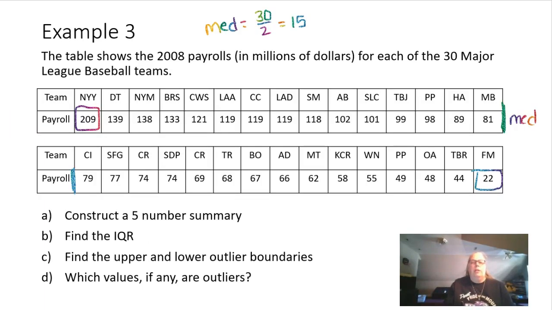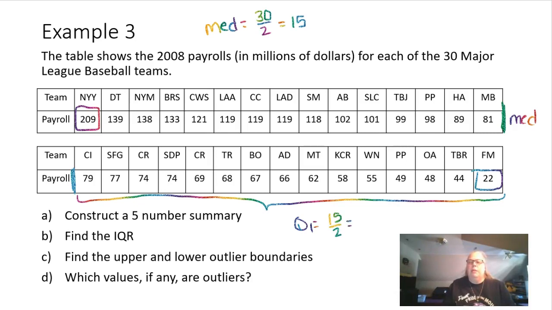All right, Q1 is going to come from the lower part of the data set right here. So Q1 is going to be 15 divided by 2, because we want to find the one exactly in the middle. This is going to give me 7.5, and we're going to round that up to 8. So whichever one of these salaries is in the 8th position is the one that's going to be the median for my Q1. So 1, 2, 3, 4, 5, 6, 7, 8. That's this one right here, 66.